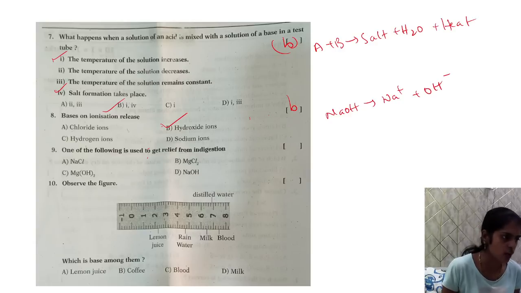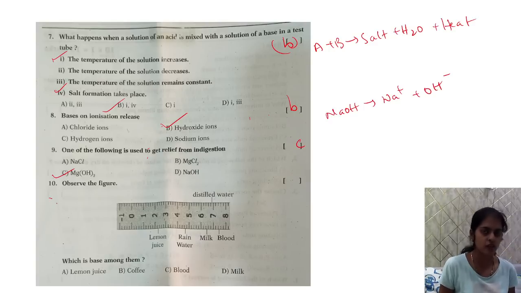Next one, which one of the following is used to get relief from indigestion. Already we discussed this. So Mg(OH)2, okay, milk of magnesia. Next you see, which is a base among them. After 7, whatever you find is base. So after 7, I'm finding blood. So blood is the base among the given options.